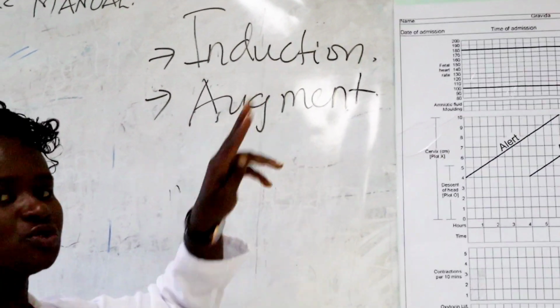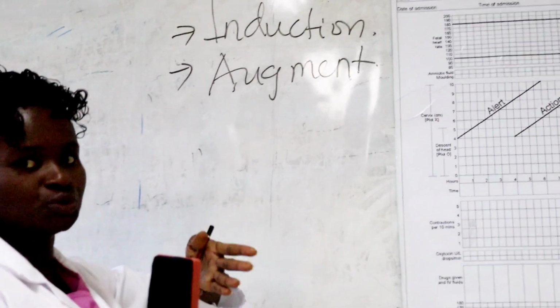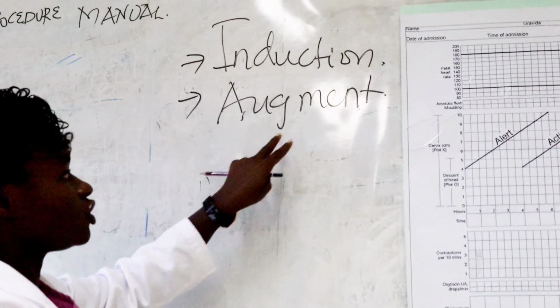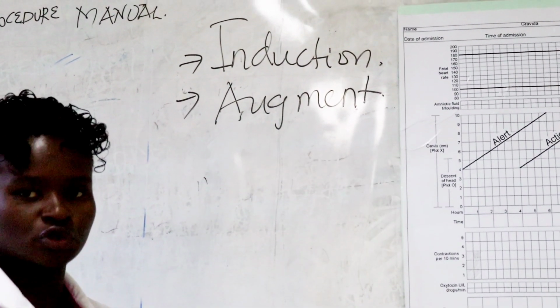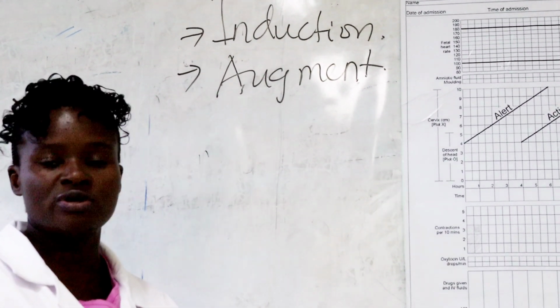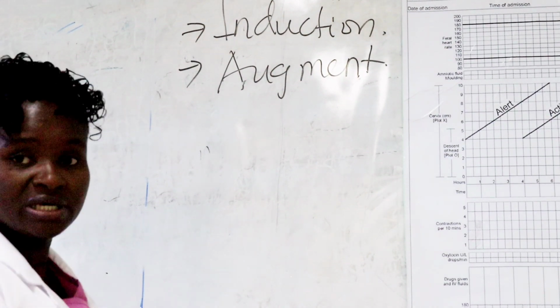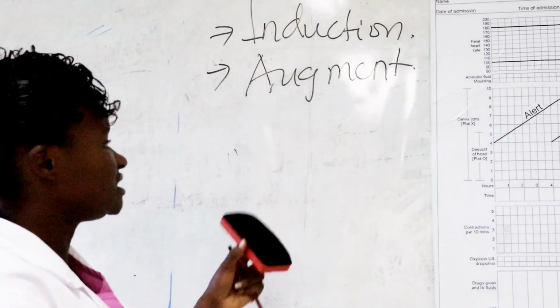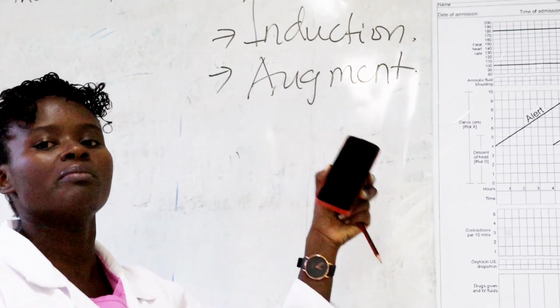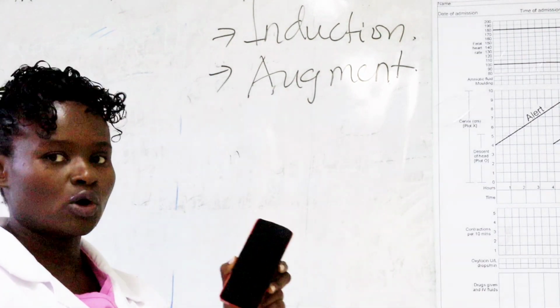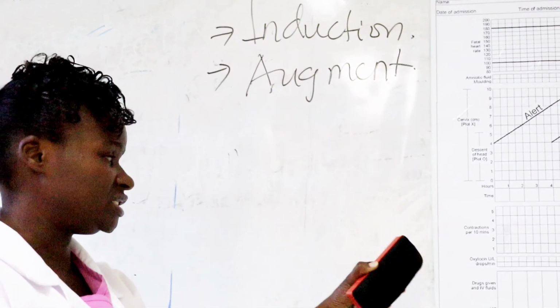Induction of labor simply means we don't have any contractions, so we want to initiate the process. And augmentation simply means that yes, we have contractions, but they are not as strong as we expect, so that we can have the baby delivered. Most of the time, you'll realize that we will augment the labor, and that is why we will chart it here.